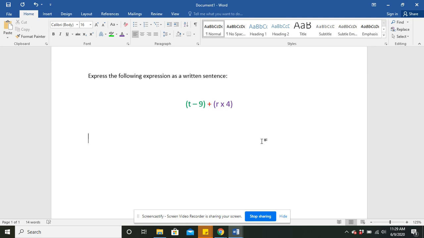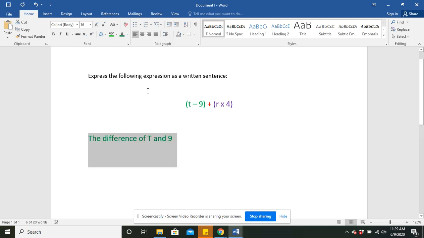So my first group is T minus 9. Now, I don't just want to write T minus 9. I want to actually show that this is a group that should be in parentheses. So I'm going to choose the vocabulary word that we would use to show subtraction. I'm going to say the difference of T and 9.